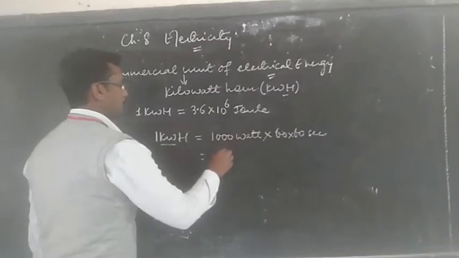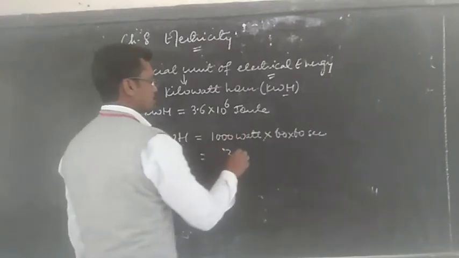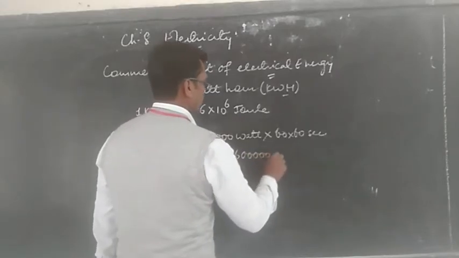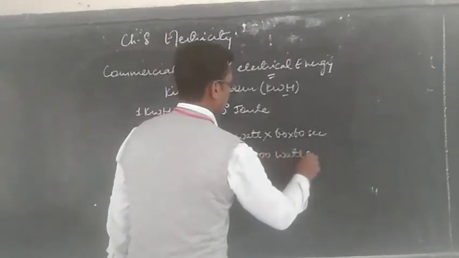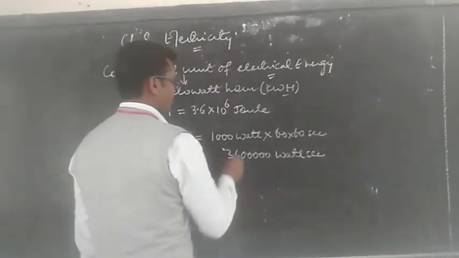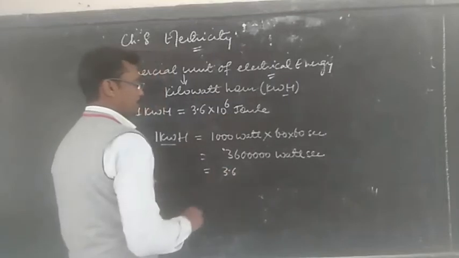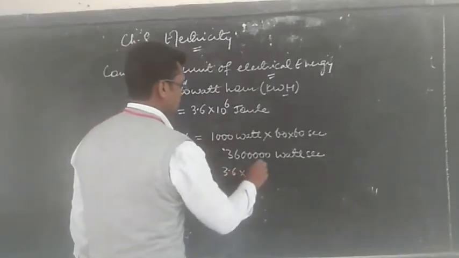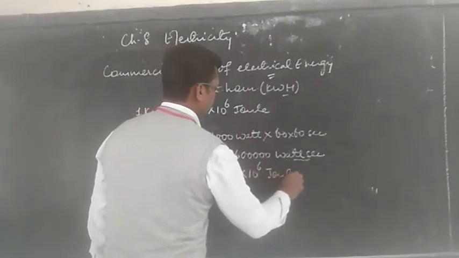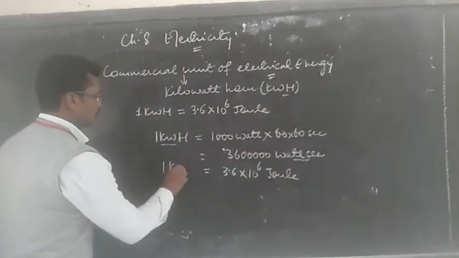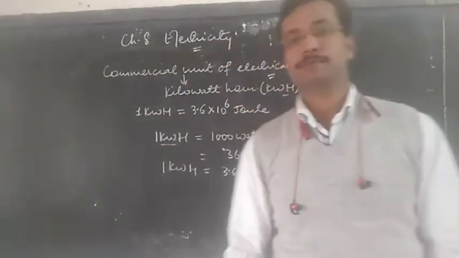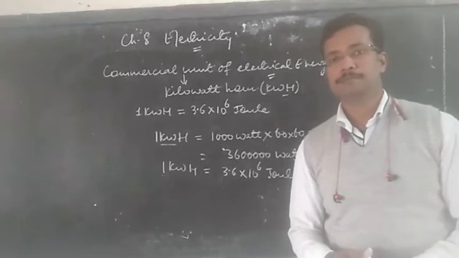Now on multiplying this, we are getting 3600000 watt second, which can be written in the standard form with the help of decimal, which will come equal to 3.6 into 10 to the power 6, and watt second is equal to joule. So we got 1 kilowatt hour is equal to 3.6 into 10 to the power 6 joule. This is how we can convert.